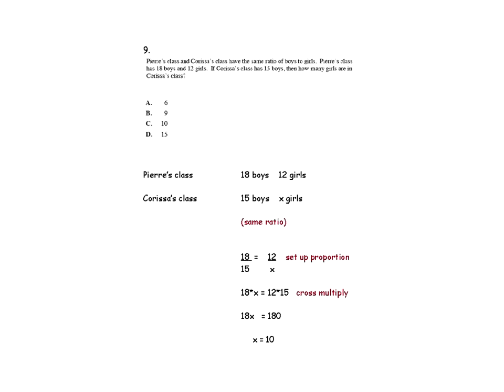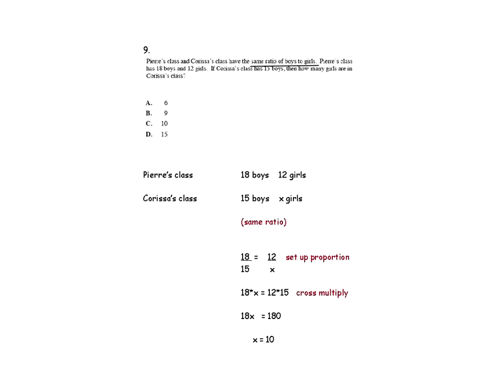Awesome. All right, so the next question deals with ratios and proportions. It says Pierre's class and Carissa's class have the same ratio of boys to girls. Now, I always find that it's good to underline key points. They have the same ratio of boys to girls. And it says Pierre's class has 18 boys, 12 girls. Carissa's class has 15 boys. How many girls are there in Carissa's?